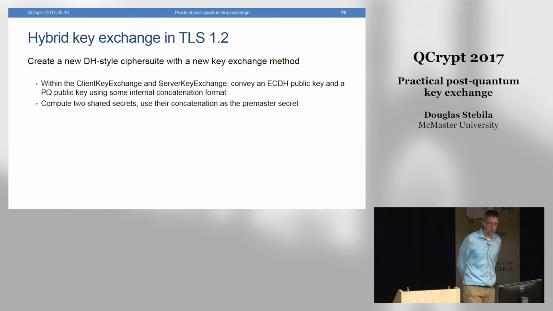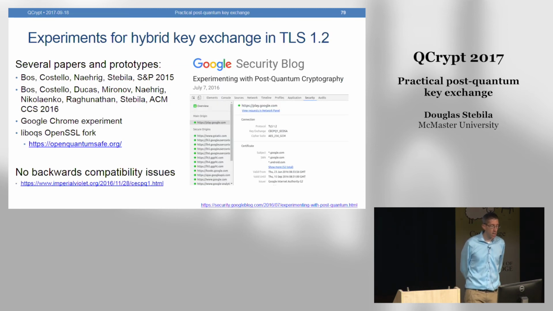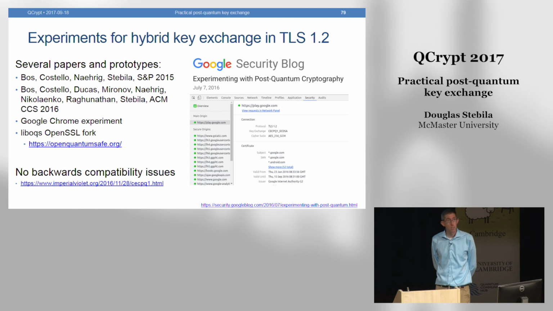For TLS 1.2, the current version of TLS, there have been several papers and prototypes. I've been involved in a few of these. There's the Google experiment. And all of these prototypes have shown us that we basically don't have any backwards compatibility problems. As we're looking at these experiments, we should also think about performance, because we're doing more cryptography, and that's going to decrease performance of our systems.